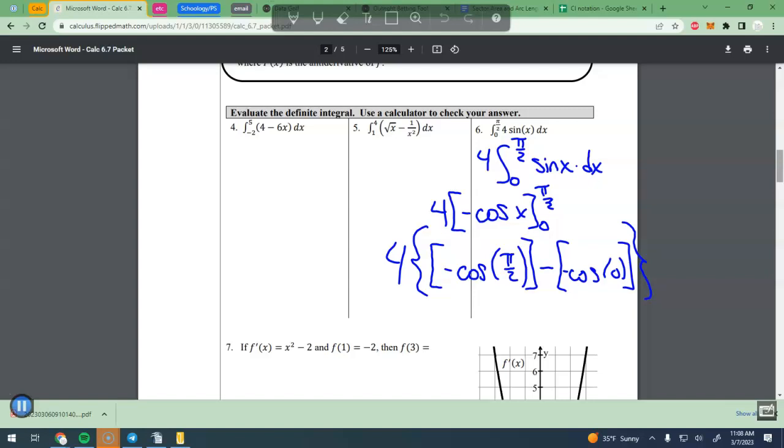Okay. And then cosine of pi over 2. So 90 degrees. What's the x value at 90 degrees? 0. Minus negative cosine of 0. So cosine of 0, what's the x value at 0 degrees? It's 1. Then it's negative 1. But then it's actually minus negative 1, so it's plus. So it should just be 4. How's that one?